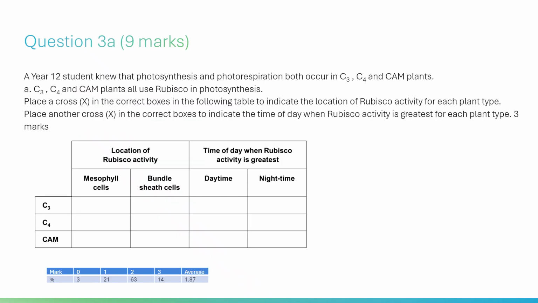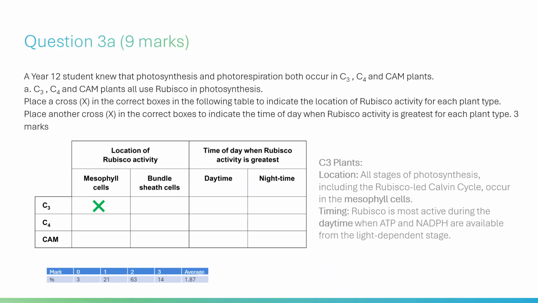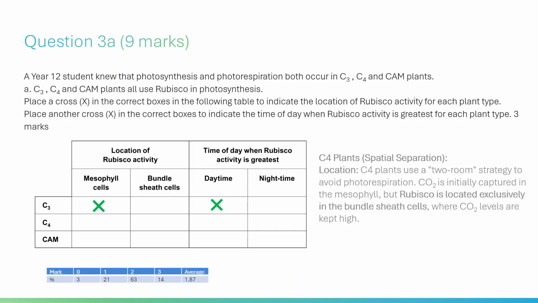C3 plants, location. All stages of photosynthesis, including the Rubisco-led Calvin cycle, occur in the mesophyll cells. Timing: Rubisco is most active during the daytime, when ATP and NADPH are available from the light-dependent stage. C4 plants, spatial separation location. C4 plants use a two-room strategy to avoid photorespiration. CO2 is initially captured in the mesophyll, but Rubisco is located exclusively in the bundle sheath cells, where CO2 levels are kept high. Timing: Rubisco is active during the daytime.